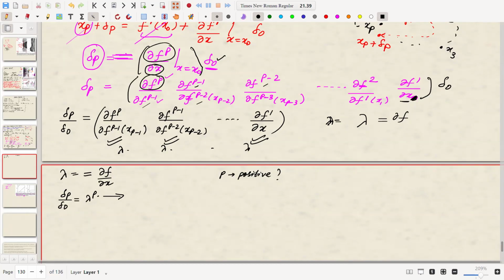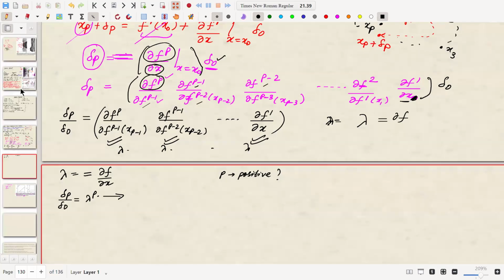So why does lambda have to be greater than 0 for chaos? Because small change in initial condition means delta naught here, and vast change in output means delta P here. For chaos to occur, a small change in initial condition should give a vast outcome in result. So delta P has to be greater than delta naught. If delta P has to be greater than delta naught, then lambda has to be positive. There is no other option because P is already positive.